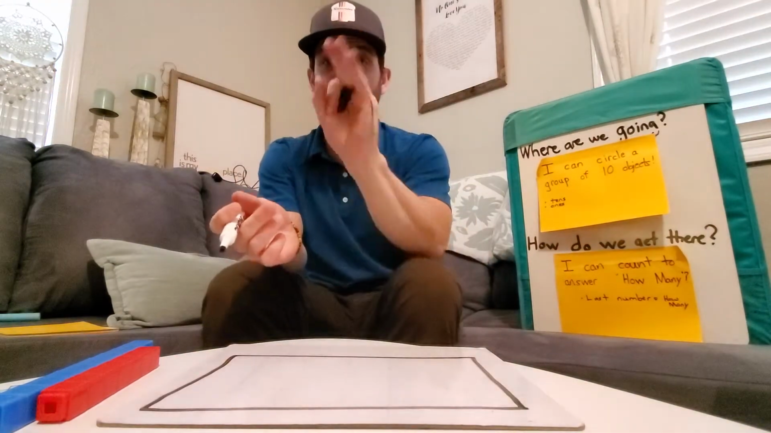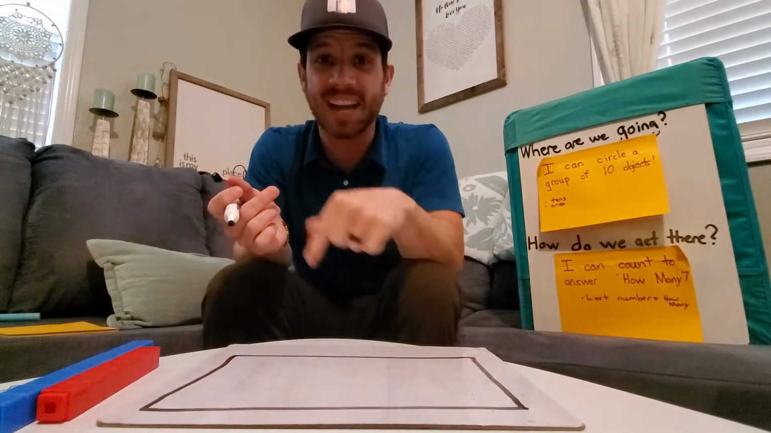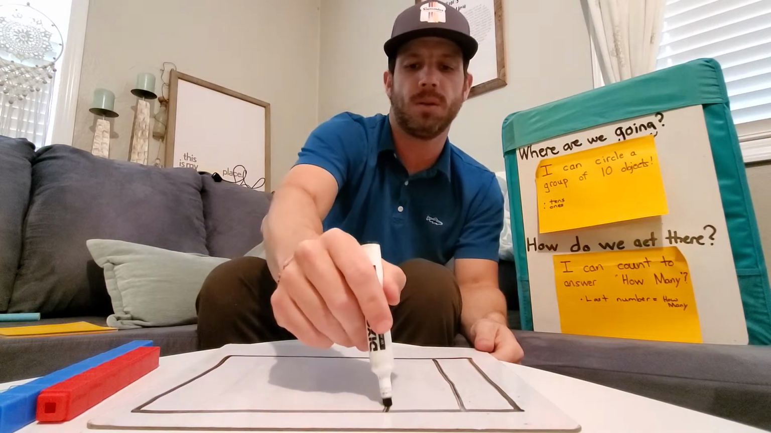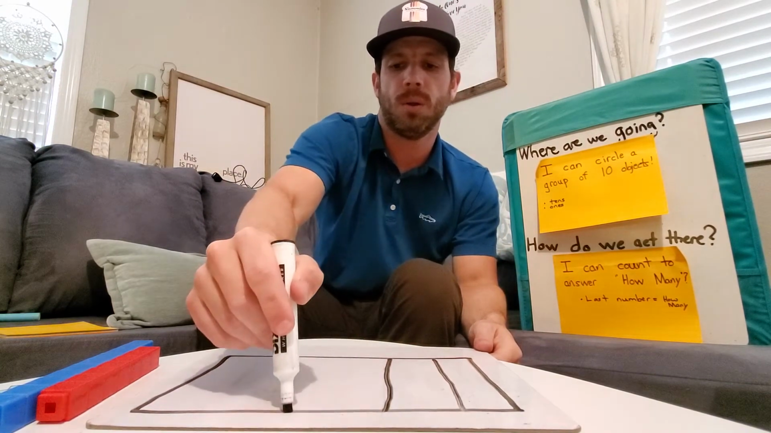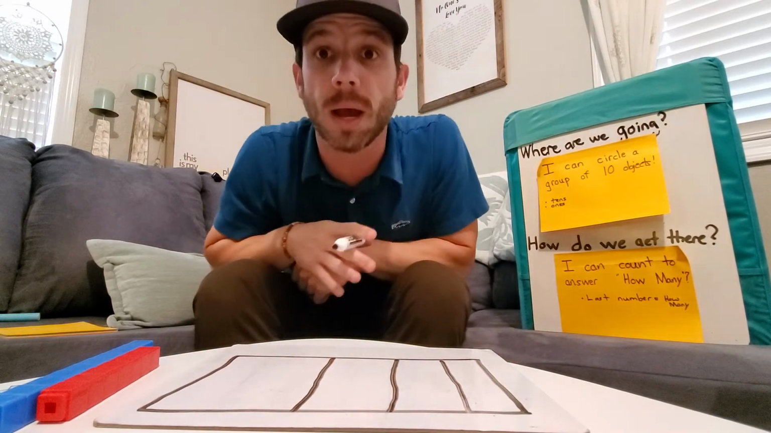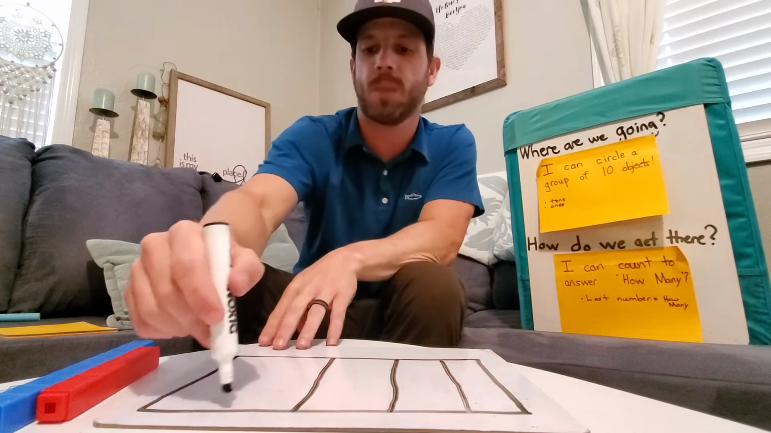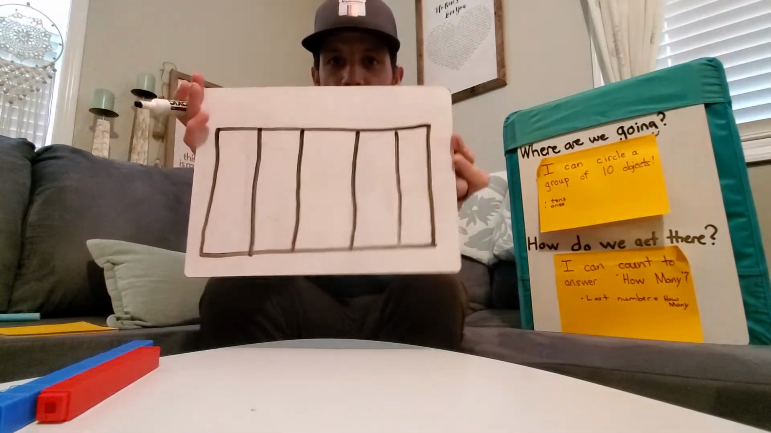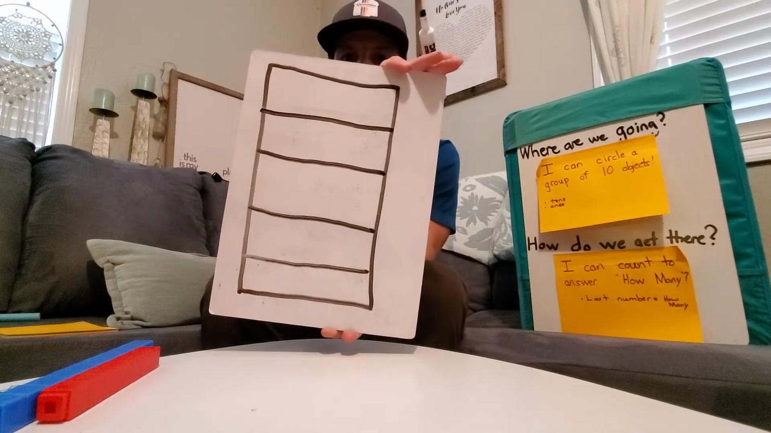Now, we're going to put 3 lines inside of our rectangle. 1, 2, 3. Why did I leave this one over here? Because we're going to actually put 4. Now, you've got something that's starting to look like a football field or a ladder.